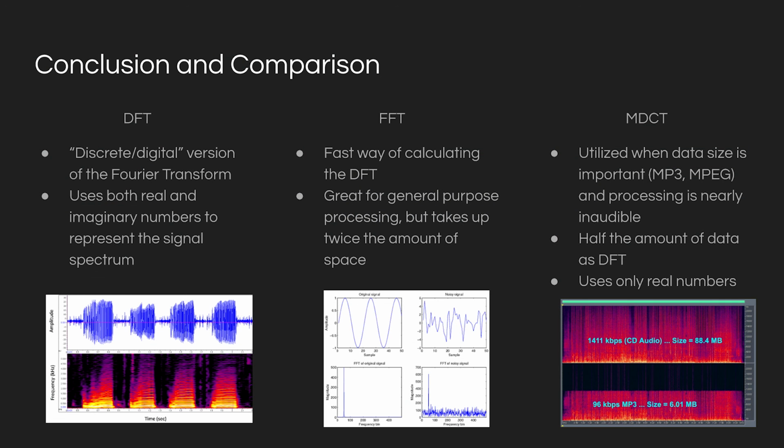In conclusion, we have gotten to learn about and compare 3 important transforms used in digital audio signal processing. First, the discrete Fourier transform, or DFT, is the digital version of the Fourier transform. It uses both real and imaginary numbers to represent the signal. The modified discrete cosine transform, or MDCT, differs in that it only uses real numbers. The fast Fourier transform, or FFT, is just a faster way of calculating the DFT, and is great for general purposes, but takes up more space. Lastly, the MDCT uses half the amount of data as the DFT, which is why it is used when data size is important, such as with creating MP3s.